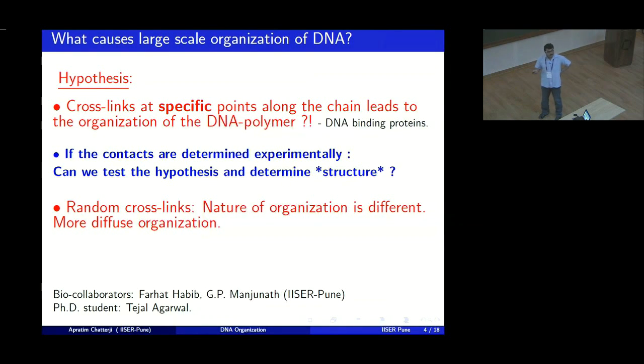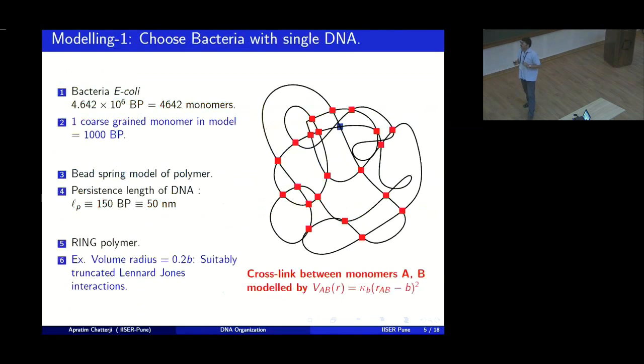And we also compare, if we put an equal number of cross-links at random positions along the chain as different from specific positions, what kind of organization do we get? Does it get organized at all? And so on and so forth. So this is the basic question, and my job was to figure out, with these constraints, can I predict the organization? How do I model?